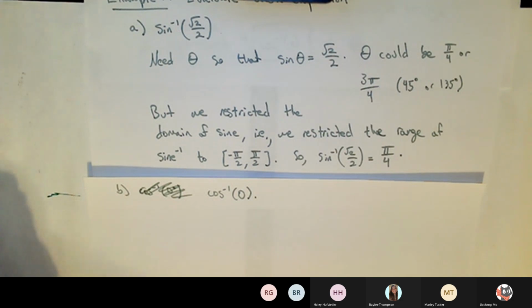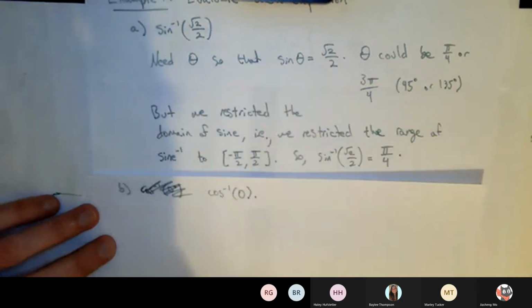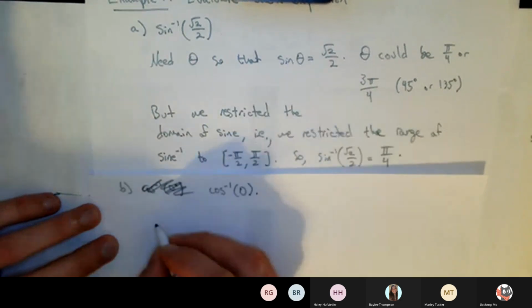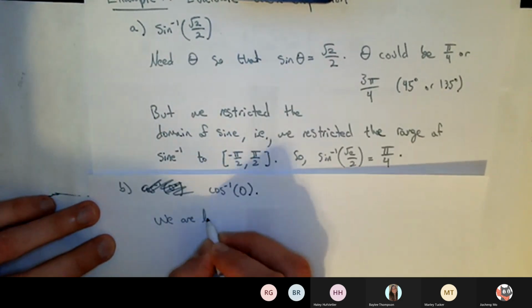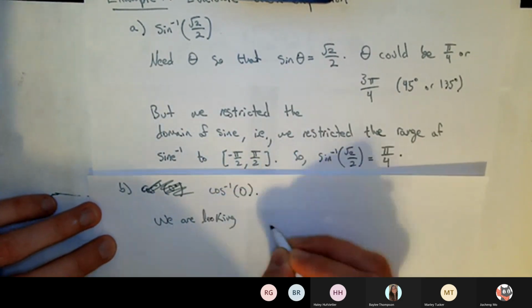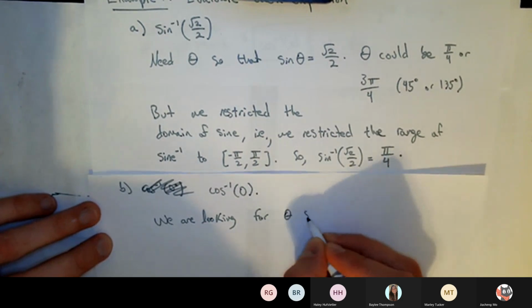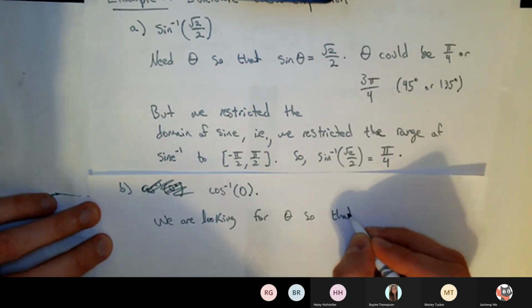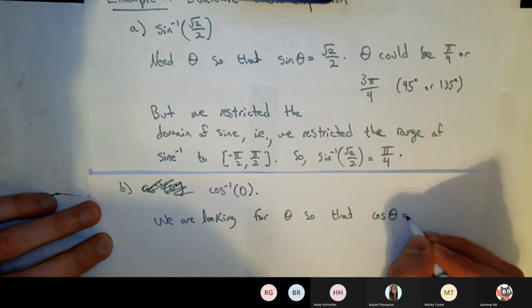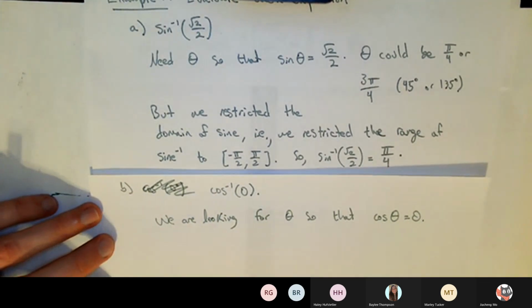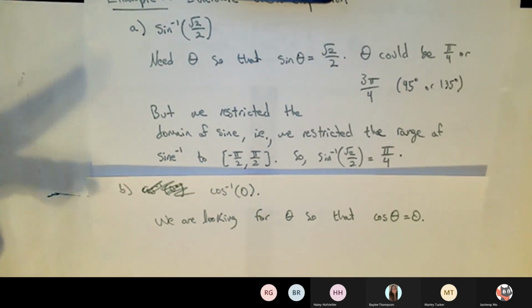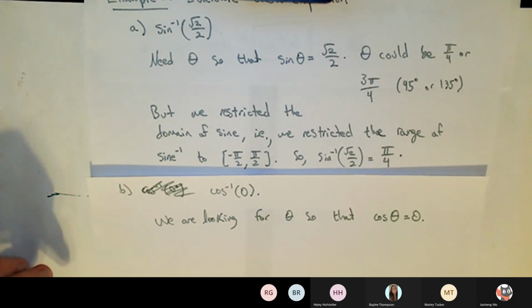So I've given you a little table about these special values, angles that output zeros and ones. We are looking for theta so that what happens? Cosine of theta is equal to 0. What angle gives us 0 for cosine?